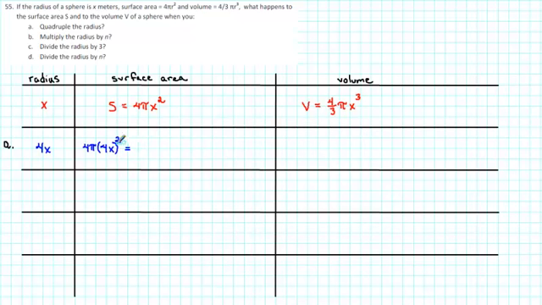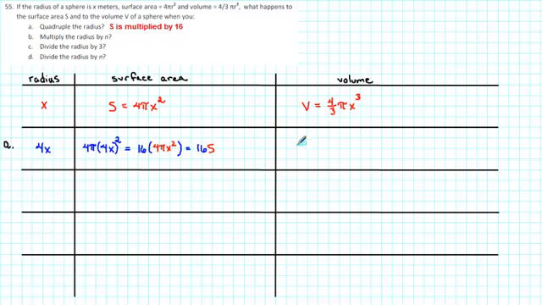So we rewrite the expression as 4 squared, which is 16, multiplied by the remaining factors, 4 times pi times the square of x, 4 pi x squared. But 4 pi x squared is just S, so we can substitute S for 4 pi x squared, and that gives us 16S. So what happens to the surface area when the radius is quadrupled? Well, we see that the surface area is multiplied by 16.